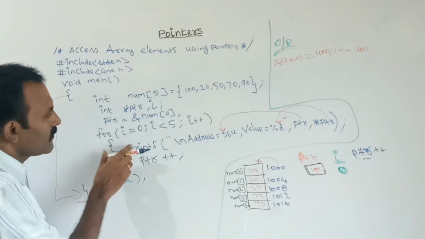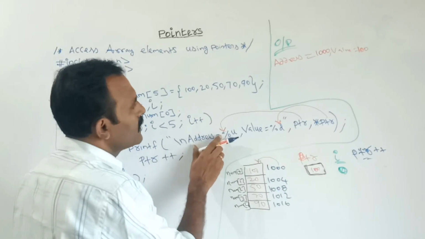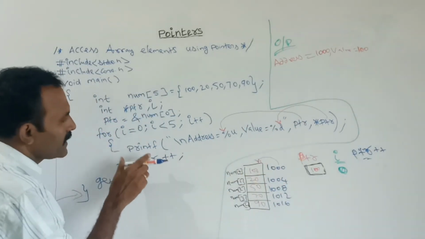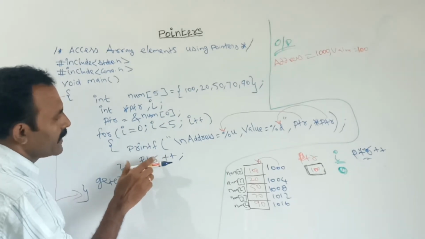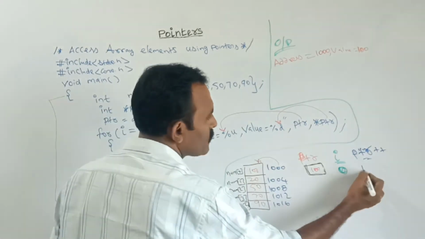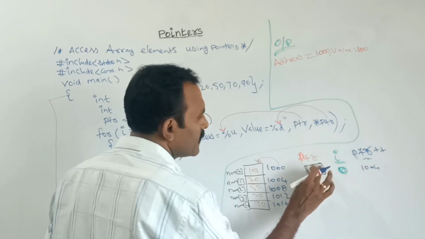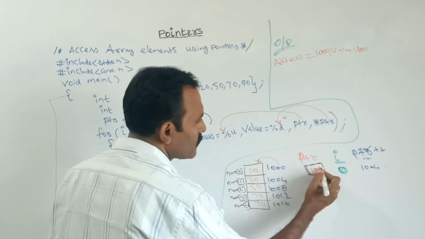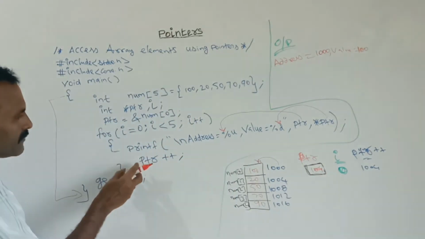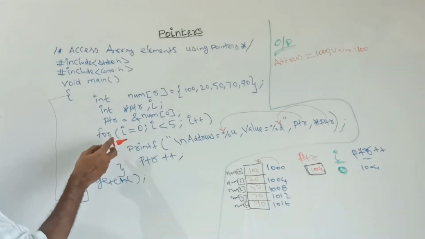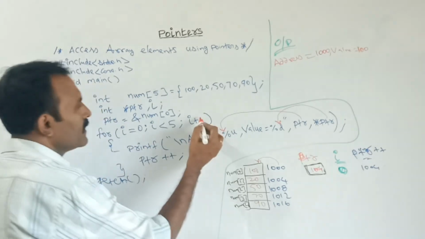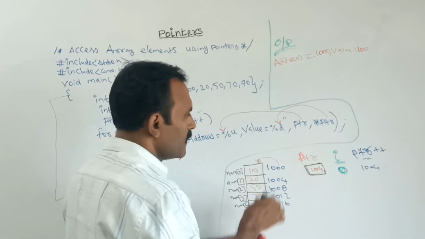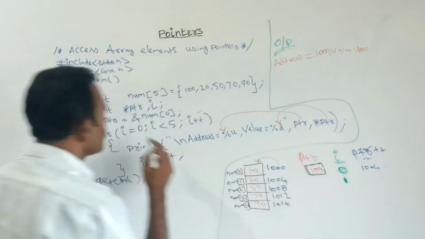when I is equal to 0, after printing this address and the value inside that address, in the next step the PTR value will be incremented. Currently the PTR value is 1004, so PTR becomes 1004. Next time it repeats the loop, so I will be incremented. What is the I value now? I value is 1.